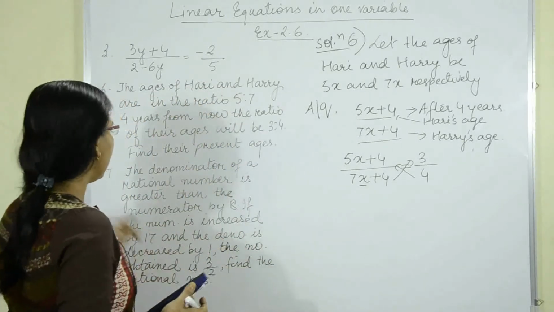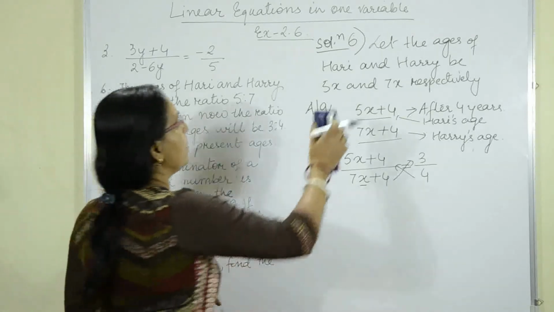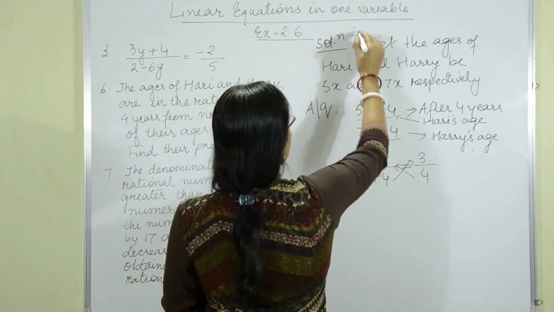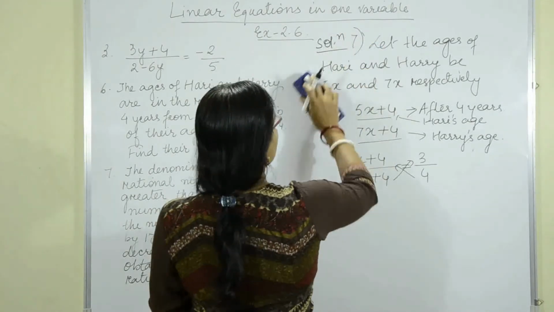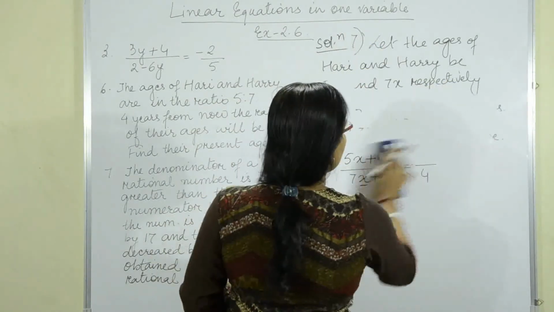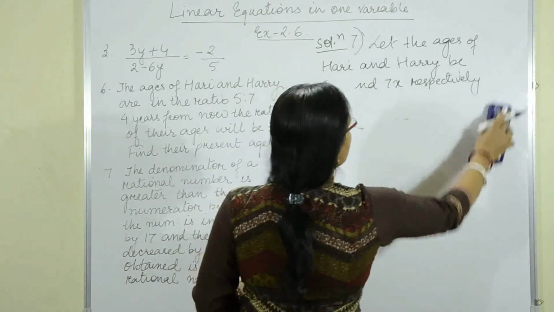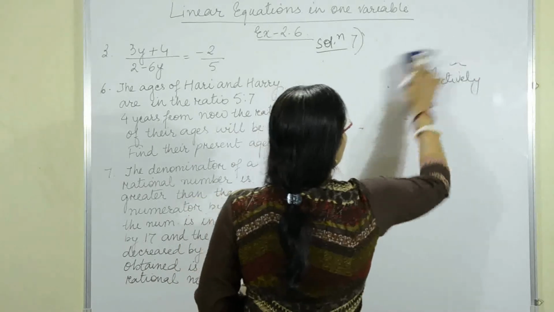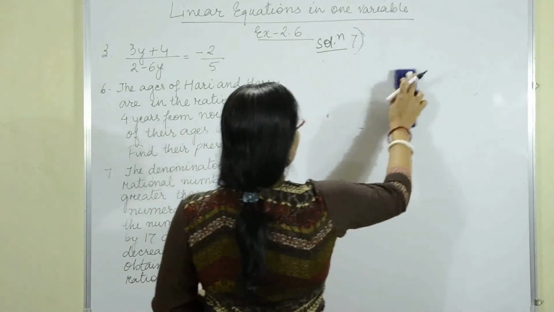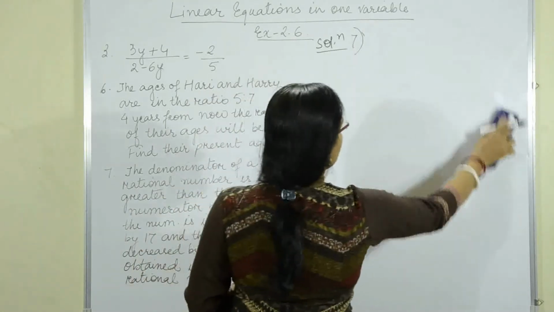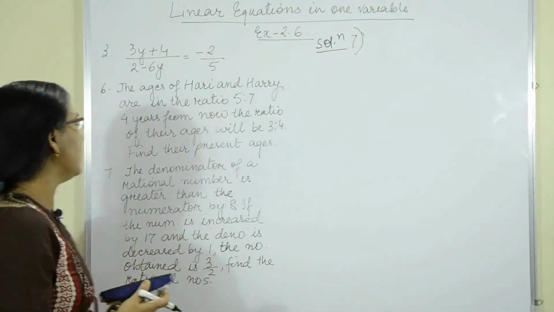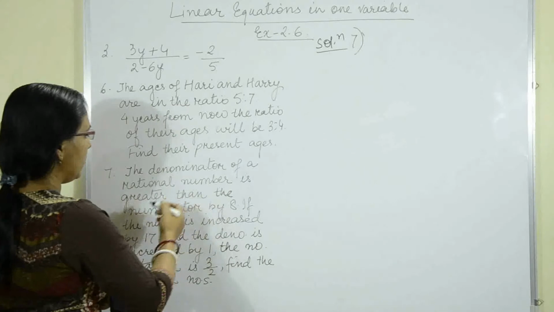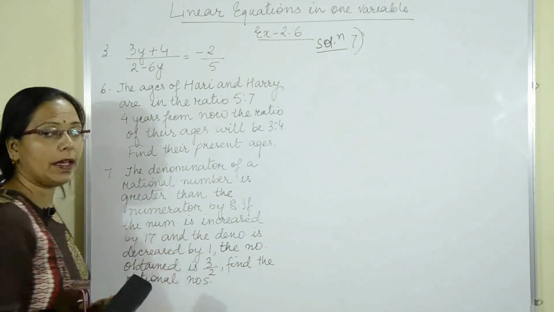Okay. Next, let me proceed to number 7. Solution. 7. Now, here let us see what the question is. This exercise is entirely based on rational number form, where you have both the numerator and denominator included. Okay. Now, number 7, the denominator of a rational number is greater than the numerator by 8.